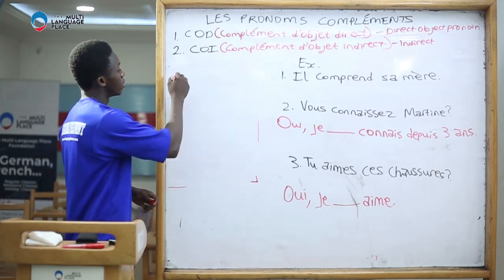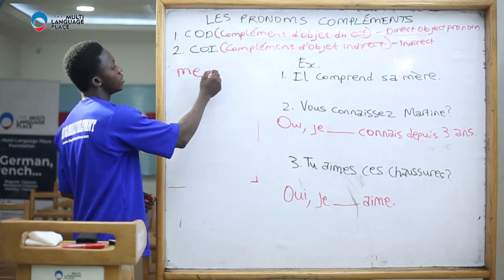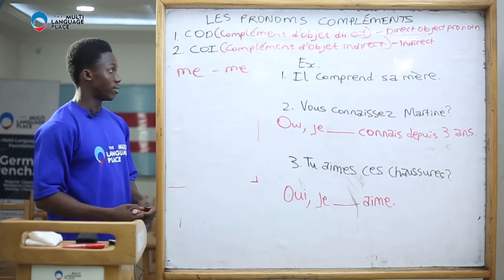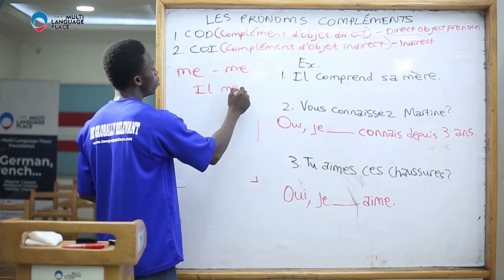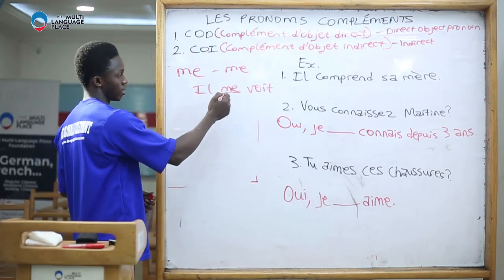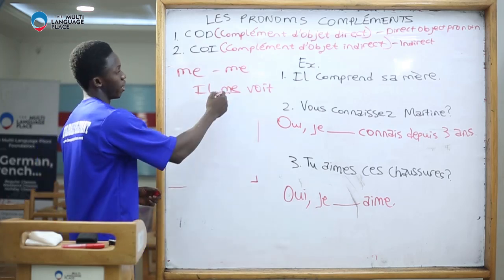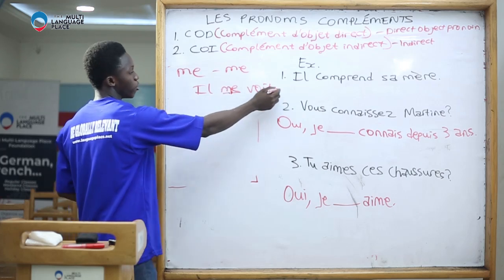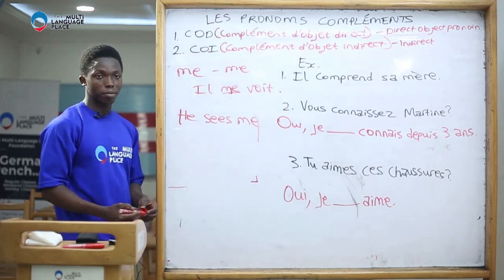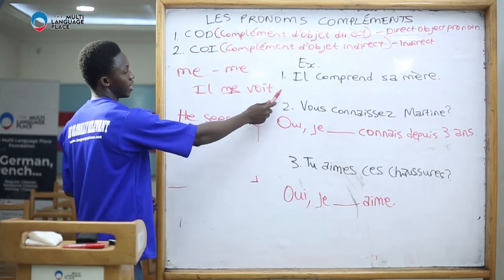The first one is me, and it means me in English. For example, if I say il me voit, me is a complément d'objet direct. This is a direct object pronoun in French. It means he sees me. Il me voit. Now, why is it here and not after the verb?